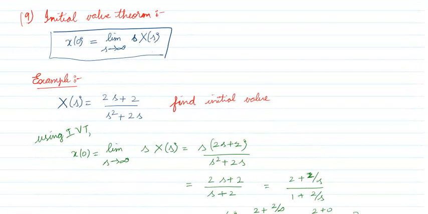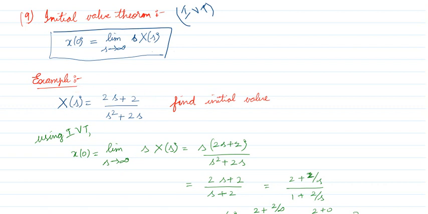Another property is the initial value theorem, IVT. What is the initial value? The initial value is in time domain, small x at time t equal to 0, and it can be obtained by taking the limit s tends to infinity of s into X of s. So the question is, if X of s is given, find the initial value. What does the initial value theorem say? That x of 0 is equal to the limit s tends to infinity of s into X of s, where X of s is the capital X of s given in the question.